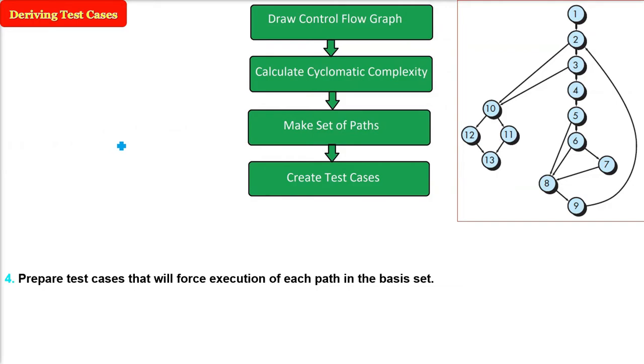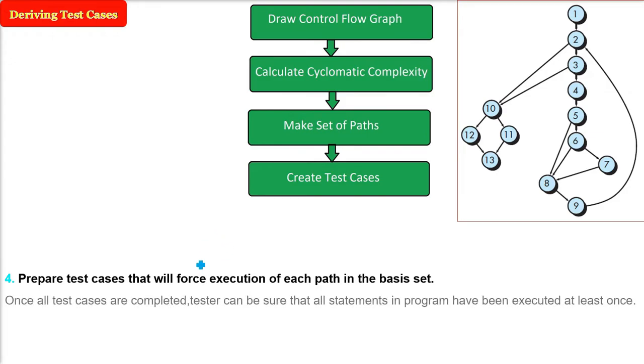Finally, we are ready to prepare the test cases that will force execution of each path in the basis set. Again, I am telling you, when the tester runs all the test cases, he is sure that all the statements in the program have been executed at least once, and any problem in any of the paths shows up in the test case result. So if any of the independent paths is not working properly, there is an error, and that error has to be fixed after the testing.